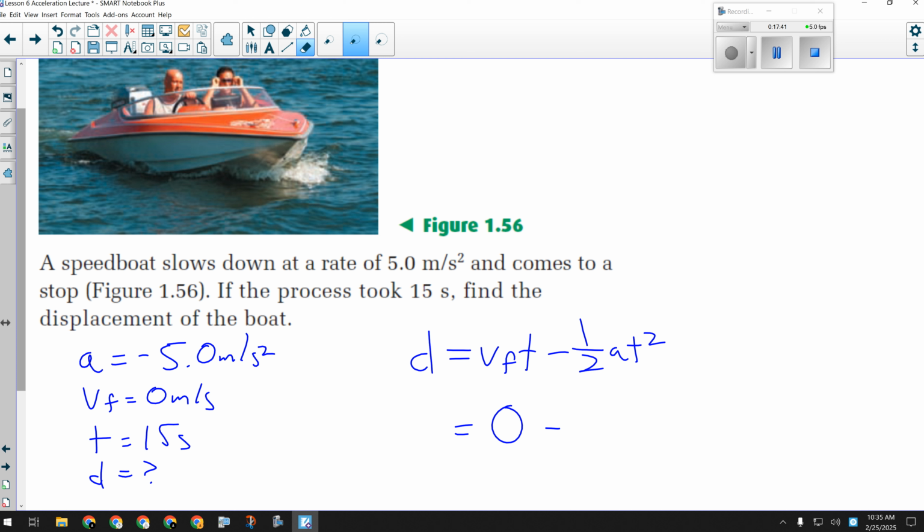All right, so I'm going to keep the 0 minus here, and then I'm going to go 1/2 times the acceleration, negative 5, times the time, 15 squared. If I'm using a negative in here, I'm going to multiply all these numbers. That number will be negative, and then I'm going to subtract that negative number, which means my displacement will end up being positive, which it should. The boat's slowing down. It's not going backwards. It's still traveling forwards. It's accelerating backwards, but it is moving forwards.